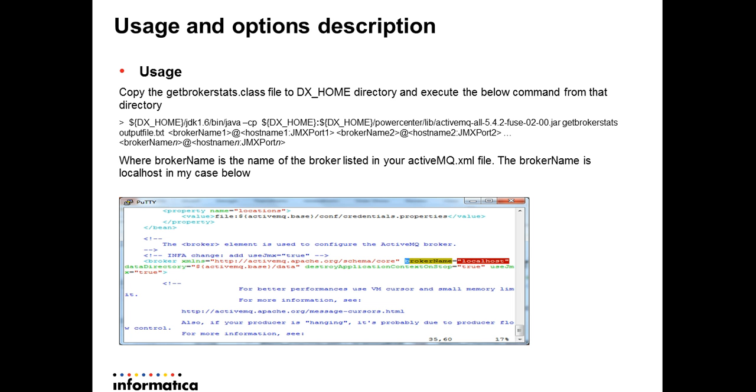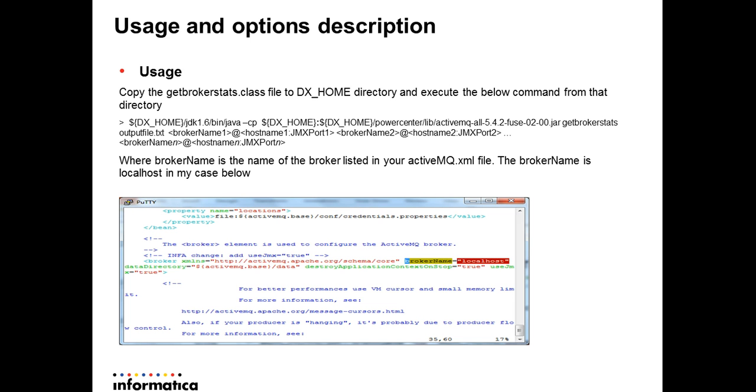Usage. Like I mentioned, this is a simple Java class file by the name getBrokerStats.class. Please copy that class to the DX home directory, and I have given the command here. You can see the Java command takes -cp, which is a standard class path option. Please ensure that you are appending the ActiveMQ fuse related jar as part of the class path.